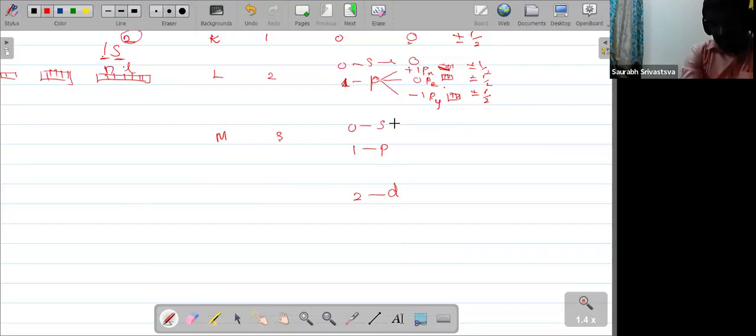Next, the s subshell has only one orientation. It is called the s orbital. Only one box will be available. The magnetic quantum number, that means the ML value, will be 0.